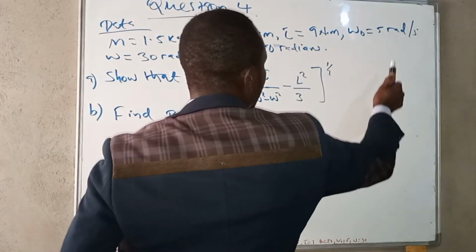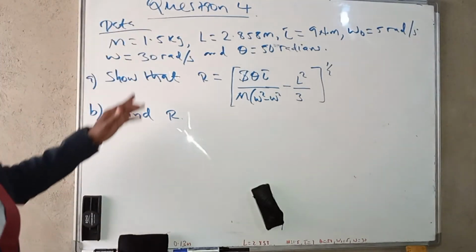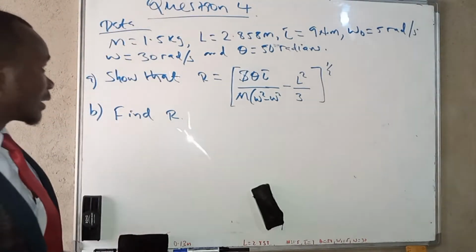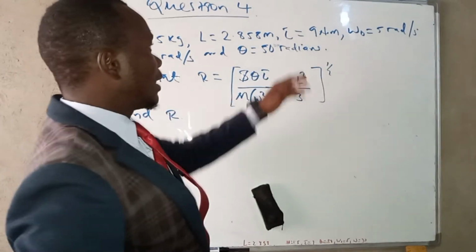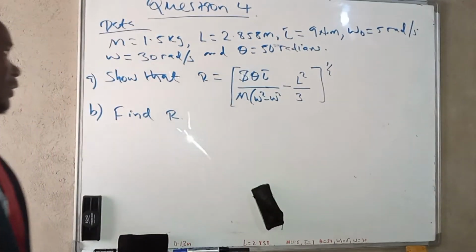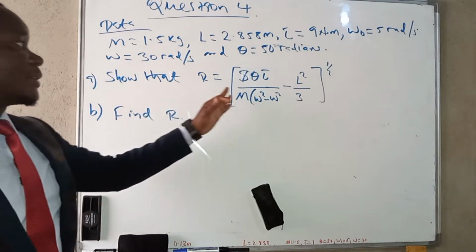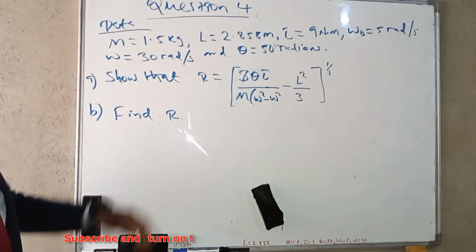The initial angular speed, 8 radians per second. Final angular speed, 30 radians per second. And the angular displacement is 50 radians. So the question says, show that R is equal to this, and then we're told also to find R.